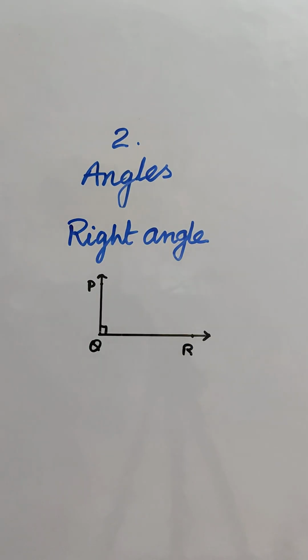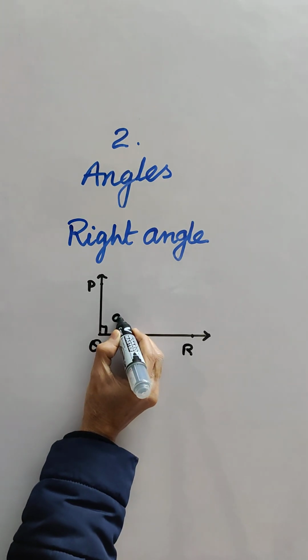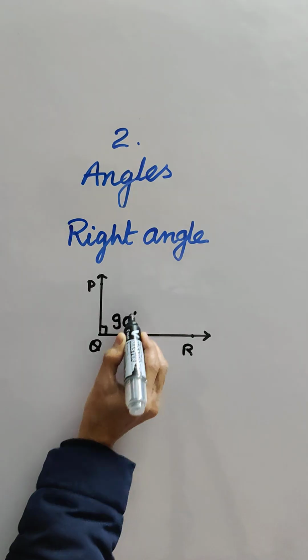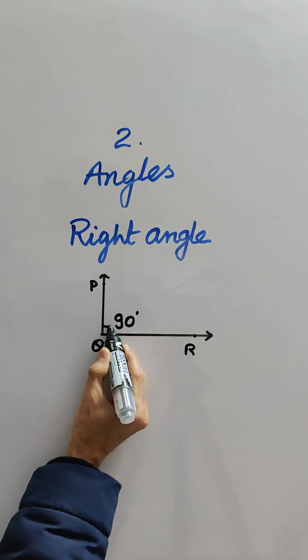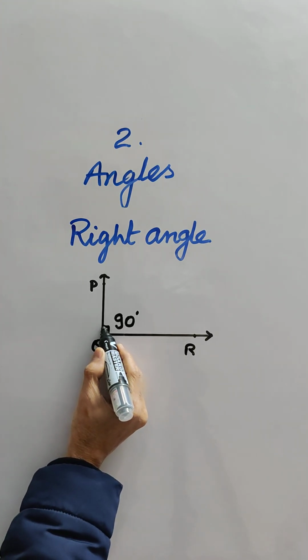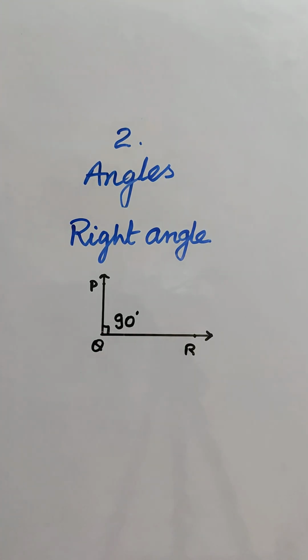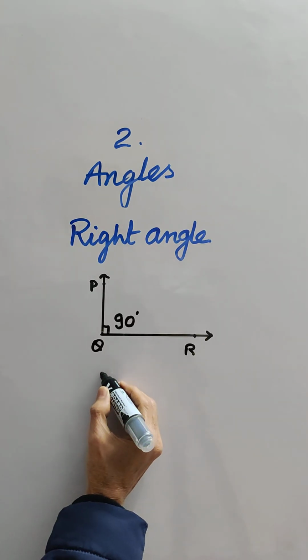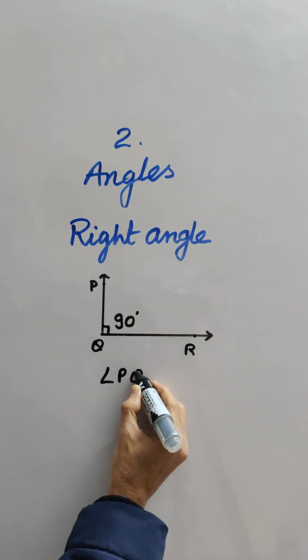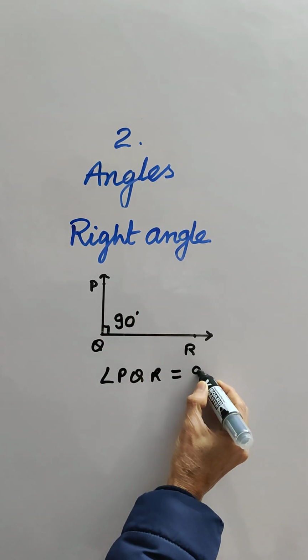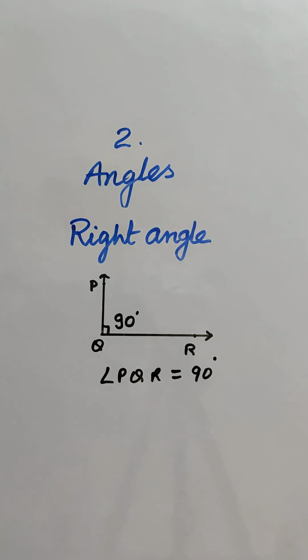Right angle. An angle whose measure is 90 degree is known as a right angle, and it is denoted like this by a small sign like this. So this way angle PQR is a right angle, and the measure of angle PQR is equal to 90 degree.